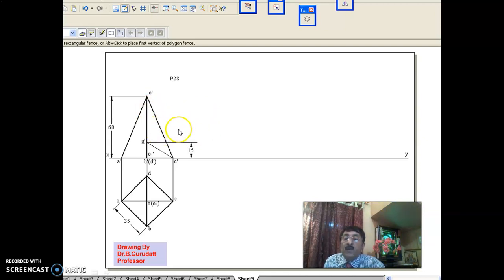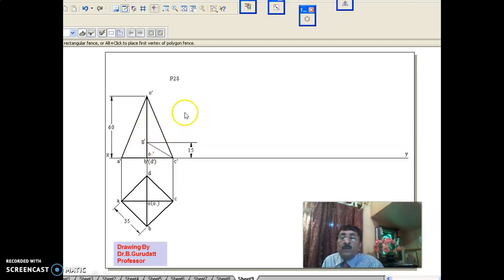Solid means, for a pyramid, the center of gravity is located 15 mm from the base. That means 1/4 of 60, that is, 1/4 of its height will be the center of gravity. That's why we locate G dash at a distance of 15 mm.